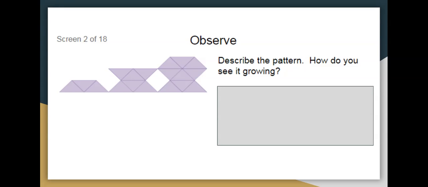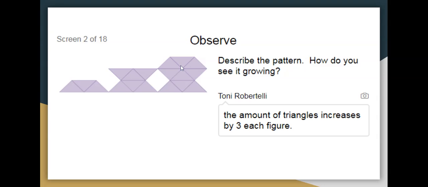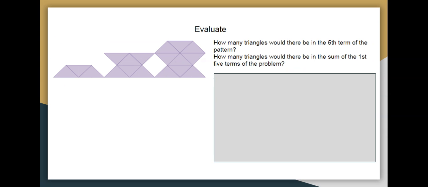So you can see we have the triangles over here. We have three stacked together. Then it flips, sits on top of itself, then it flips again. So the pattern is actually increasing three triangles each time. You don't really need to talk about how they're getting placed unless you want to. They're just flipping over each time. They're a reflection, but just knowing that there are three more triangles each additional time. Okay. Then it says, how many would there be in the fifth term?